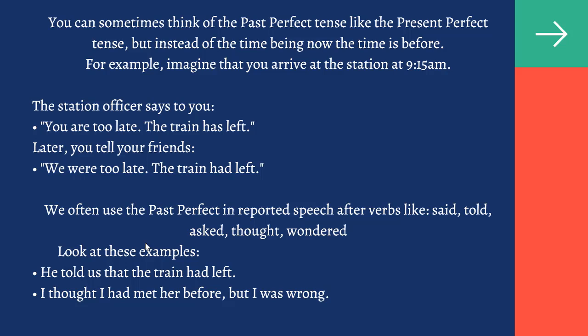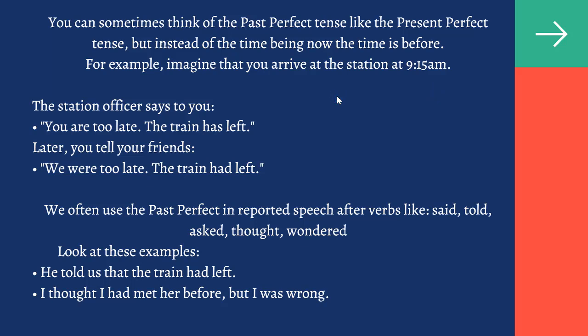Okay. So next, you can sometimes think of the past perfect tense like the present perfect tense, but instead of the time being now, the time is before. Because in present perfect tense, the time is now. I mean, it has a connection or continuity to the present time. But in past perfect tense, the time is before. So, for example, imagine that you arrive at the station at 9:15 a.m. and then the station officer says to you, "You are too late.